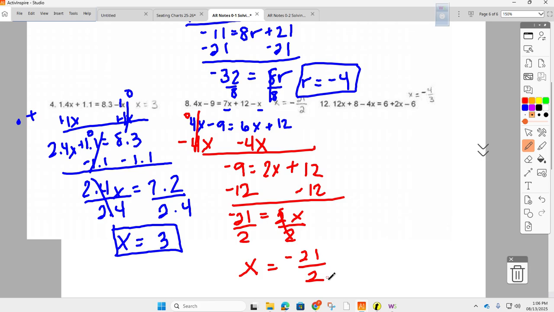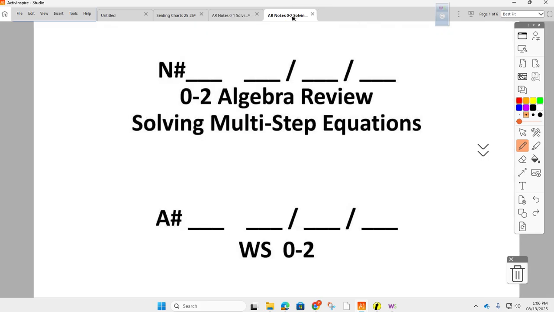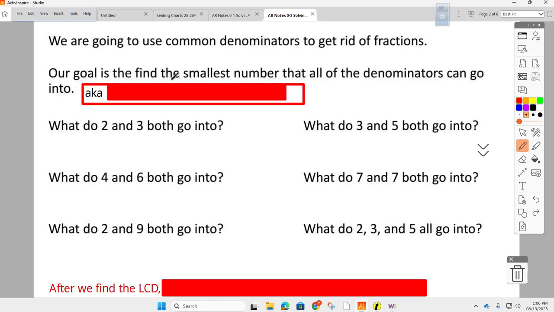All of our equations are going to have fractions in them. I think I've got a typo in here, so let me go ahead and fix this real quick.